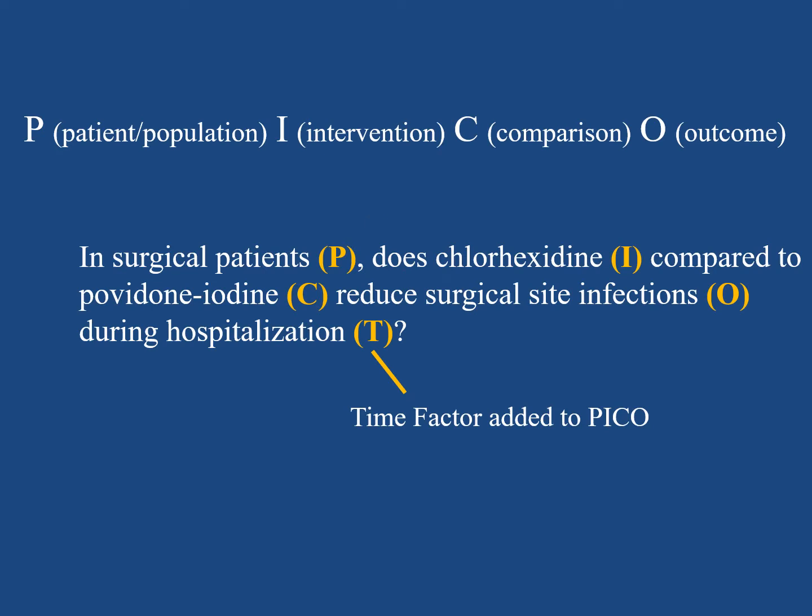Here's an example of a PICO question where we've added a T. In this case, the T is a time factor. So our question was, in surgical patients, that's our population, does chlorhexidine, our intervention, compared to povidone iodine, that's our control, reduce surgical site infections, that's our desired outcome, but we've now limited it with a time factor of during hospitalization. So we added a T.